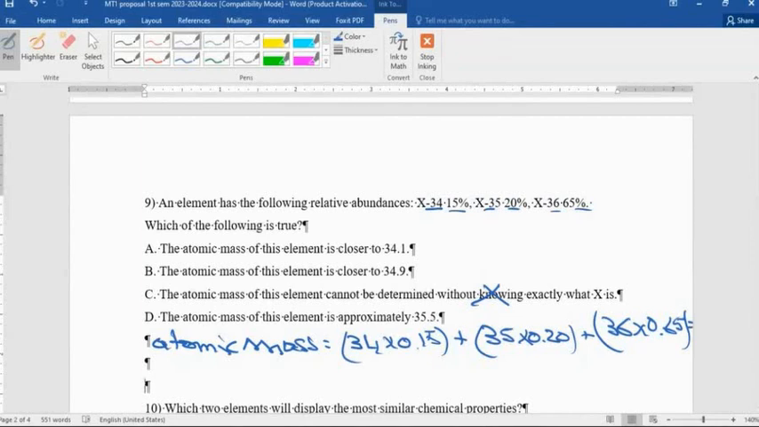So what does it mean here? In 100 atoms of this element X, I have 15 atoms with the atomic mass 34, I have 20 atoms with the atomic mass 35, and I have 65 atoms with the atomic mass 36. So here it will be so simple: 34 multiplied by 0.15 plus 35 multiplied by 0.2 plus 36 multiplied by 0.65 equals 35.5, and here is my answer: 35.5.